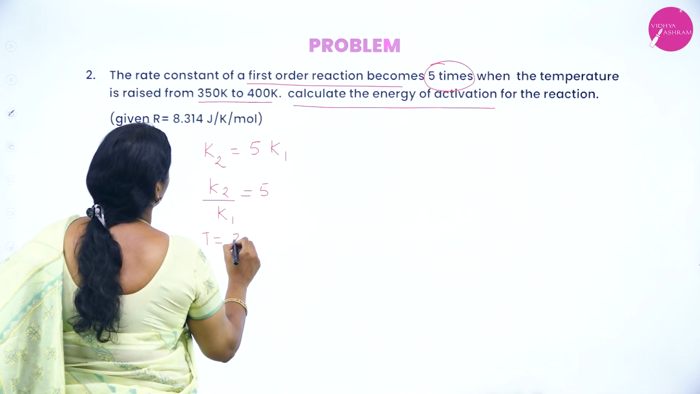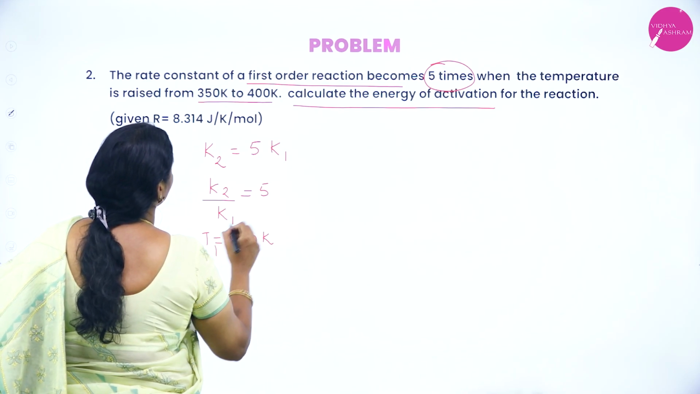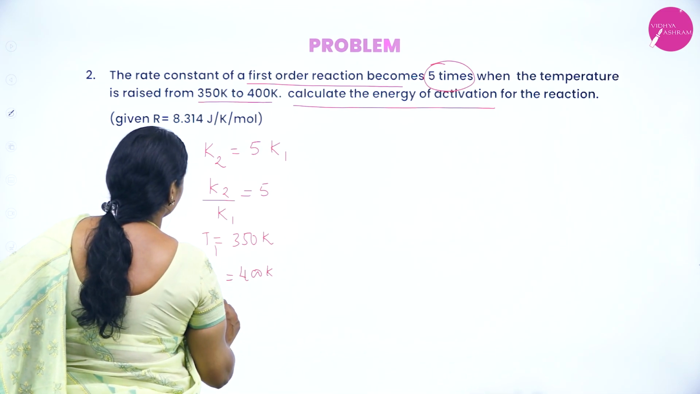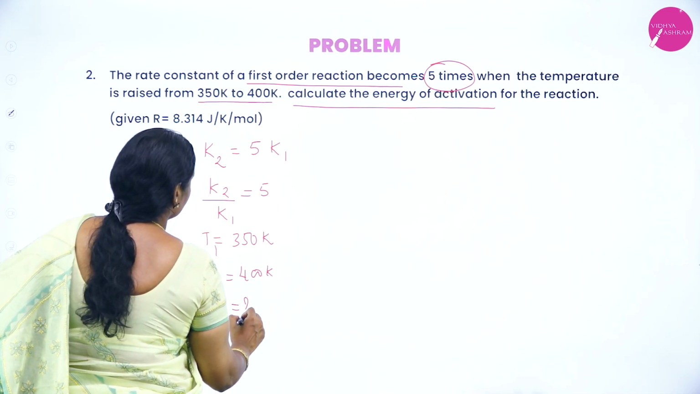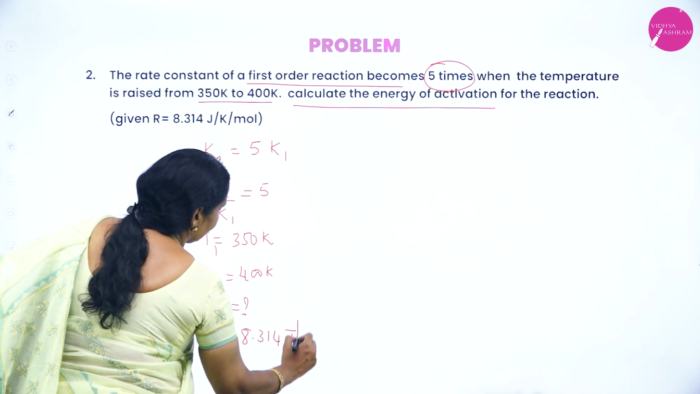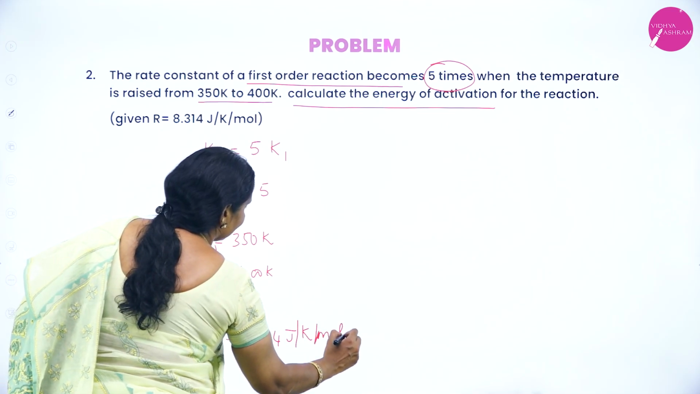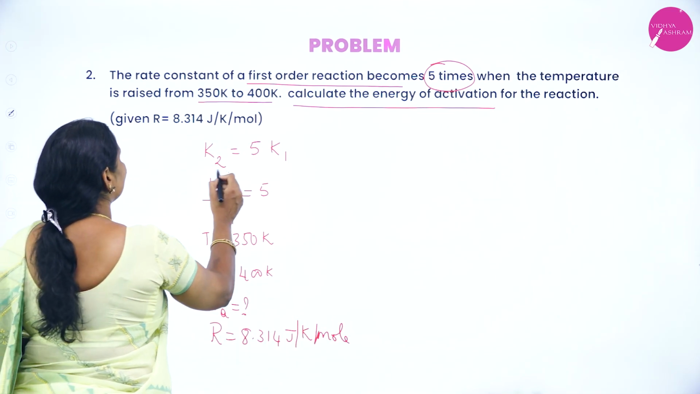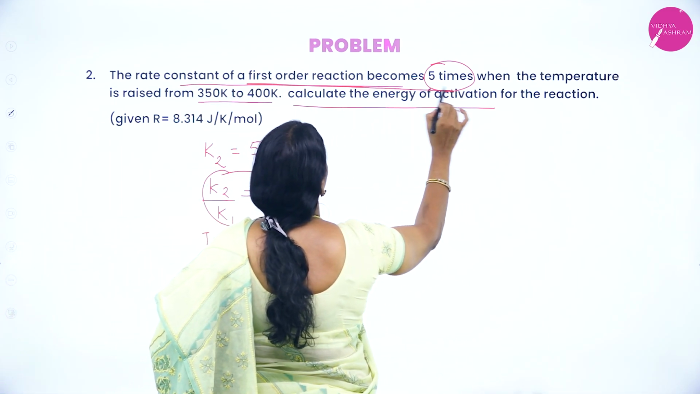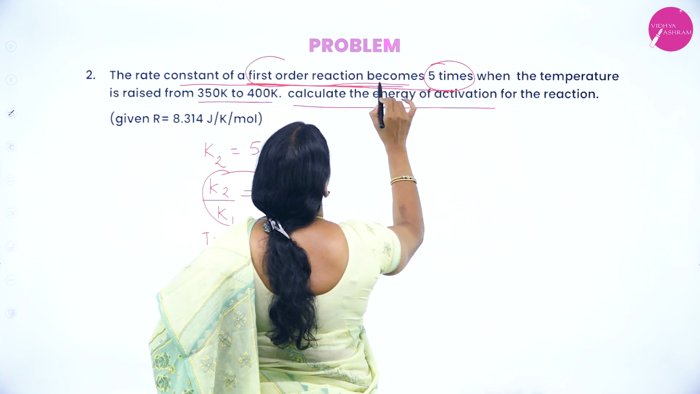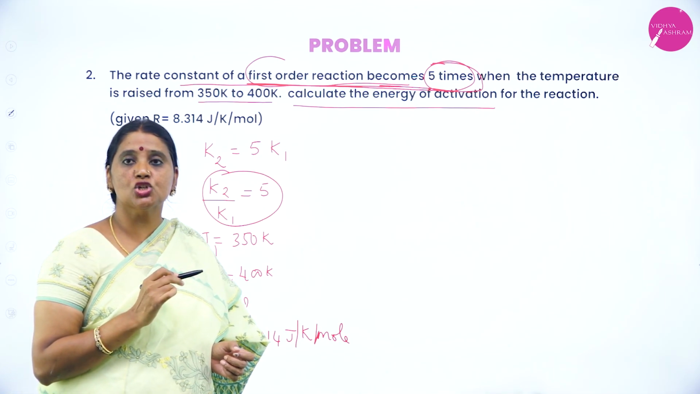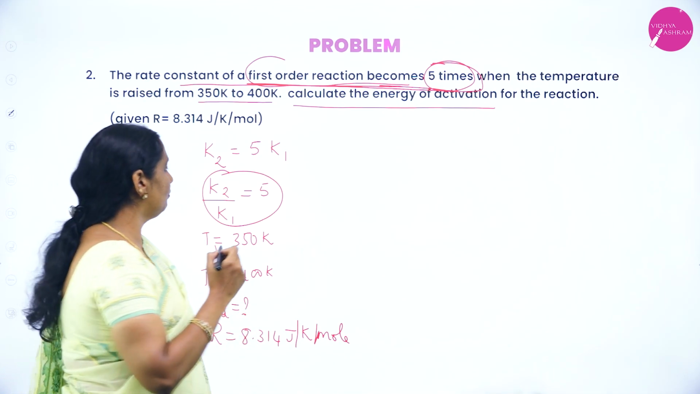T1 is equal to 350 Kelvin. T2 is equal to 400 Kelvin. EA is equal to question mark. R is equal to 8.314 joule per Kelvin per mole. So, why I had written K2 by K1 is equal to 5: here in your problem data, for the first order reaction, the rate constant becomes 5 times. Therefore, the ratio of K2 and K1 is equal to 5.